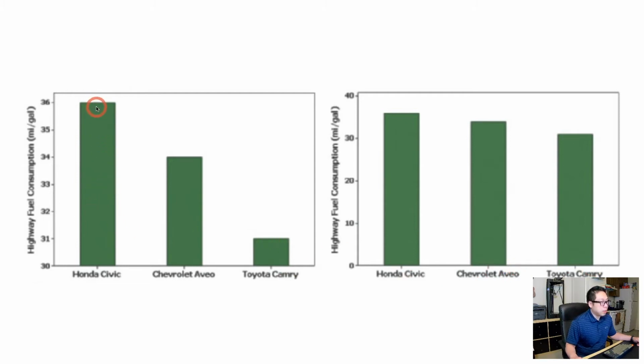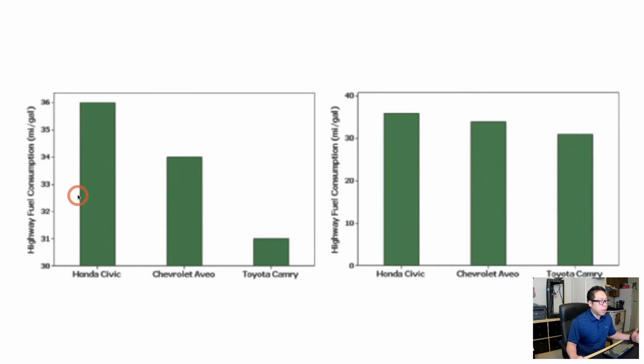Honda Civic on the left picture is around 36 miles per gallon. On the right picture, also around 36. Left picture, Chevy Aveo, around 34. On the right picture, also around 34. Toyota Camry, left picture, 31. Right picture, also around 31. Both of these graphs are showing the same data, right? What's the difference?